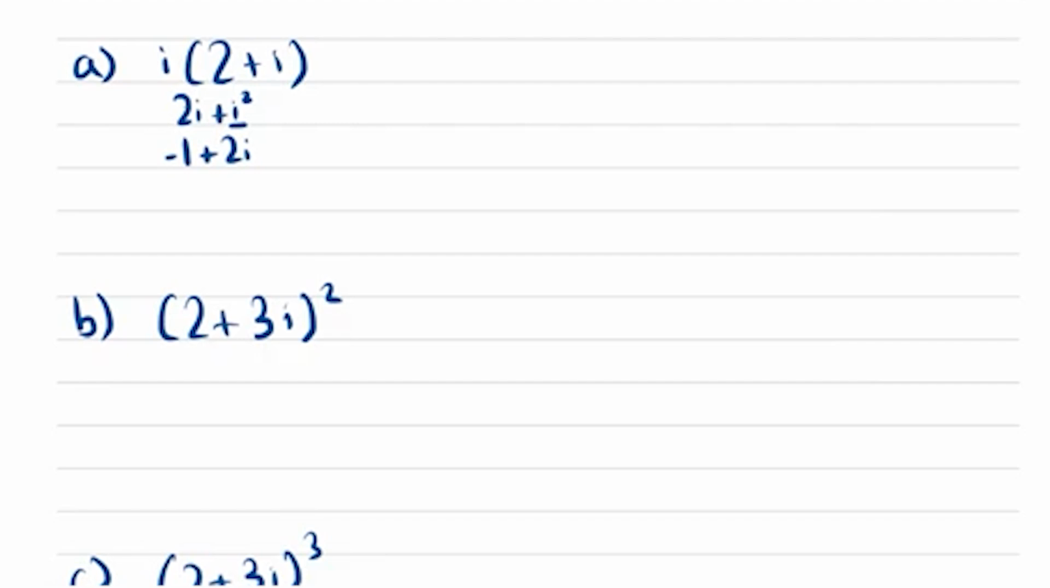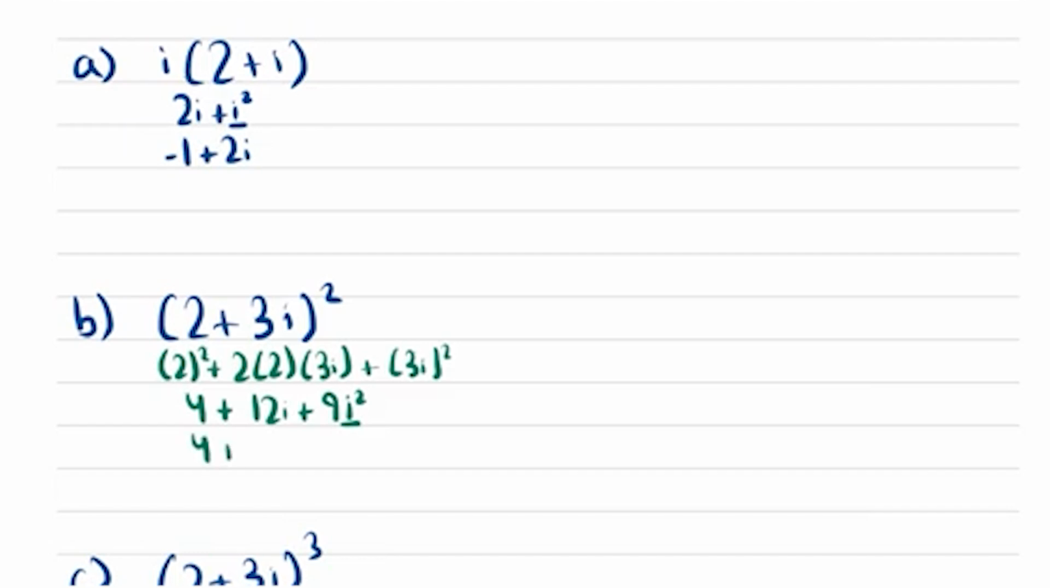Sir, by an identity. It's going to be 2 square plus 2 into 2 into 3i plus 3i whole square. So that's 4 plus 12i plus 9i square. What does i square mean? Minus 1. So it's going to be 4 minus 9, which is minus 5 plus 12i. Do you get this?